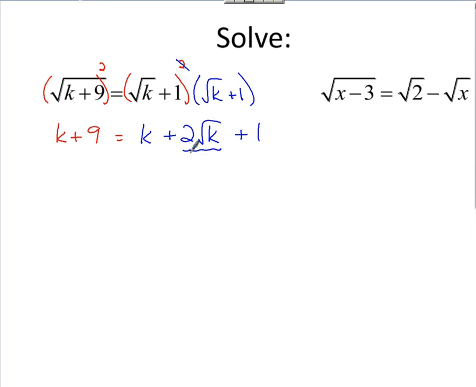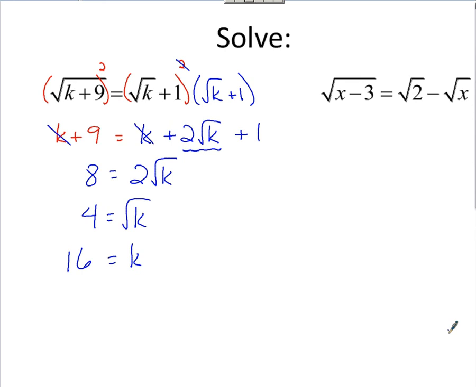To do that, I could subtract k over. Now if I subtract k over here, these k's go away, right? I can subtract 1 over. That gives me 8 equal to 2 square root of k. At which point I could divide by 2 or just go ahead and square both sides, right? It won't matter. If I divide by 2, got 4 equals square root of k. Knowing I'm going to square both sides now to eliminate that root, k is going to equal 4 squared, 16.